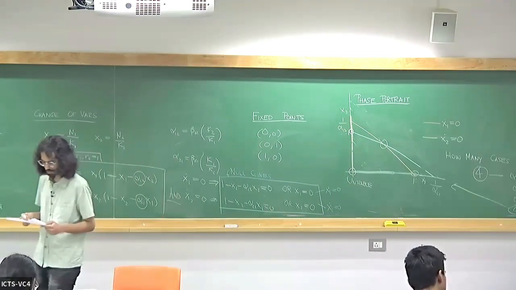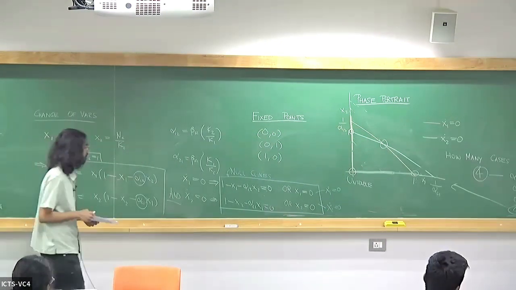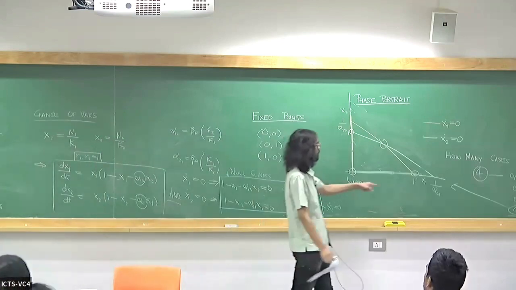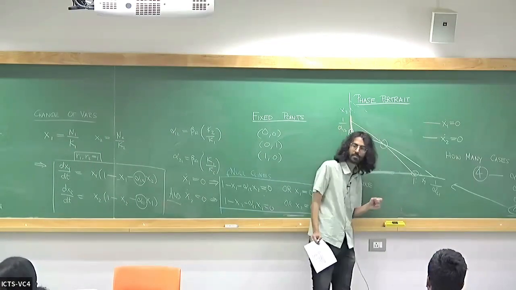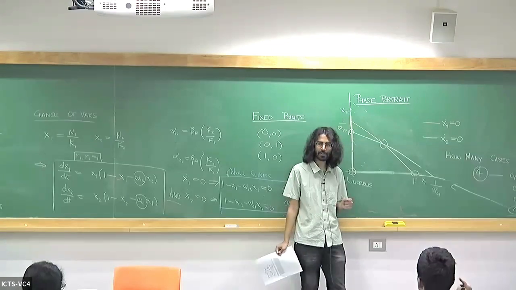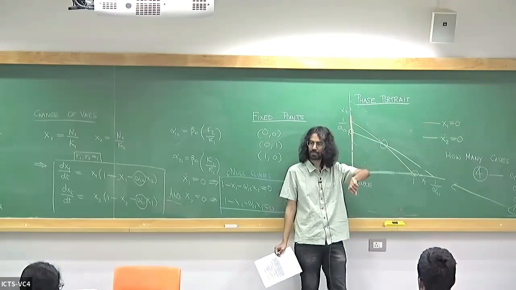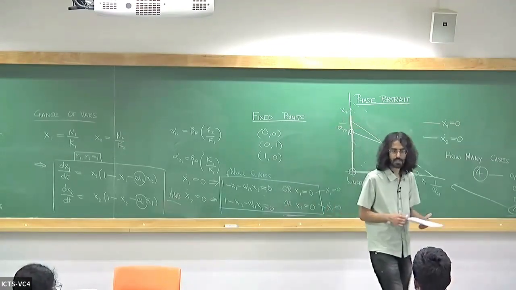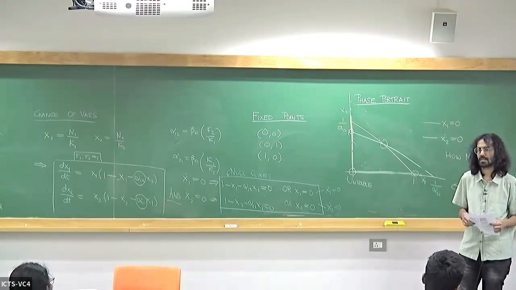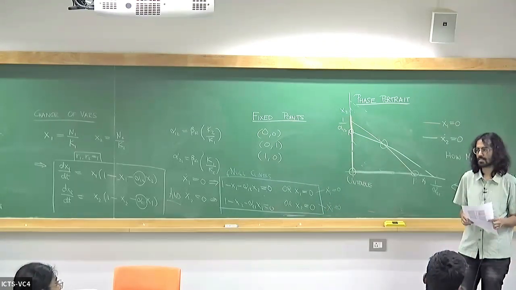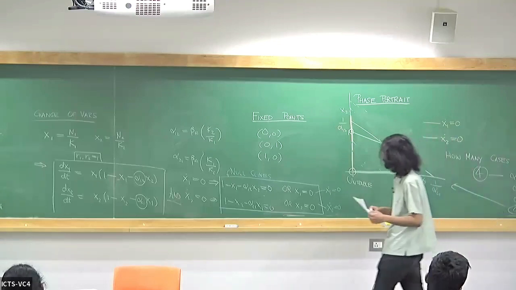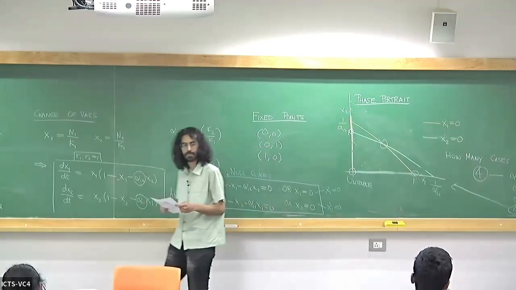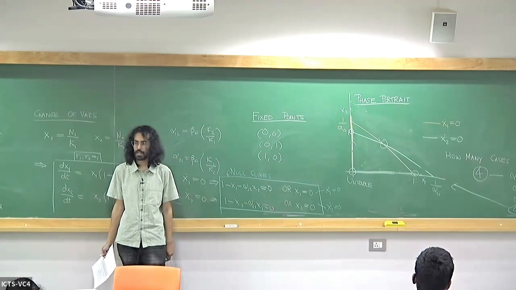Okay, let's turn back and vote again. So we're talking about this fixed point 1 comma 0. Is it stable or unstable? Ready? 3, 2, 1. Okay, I still see quite a healthy number of people saying stable, healthy number of people saying unstable. Someone with an argument for stable?